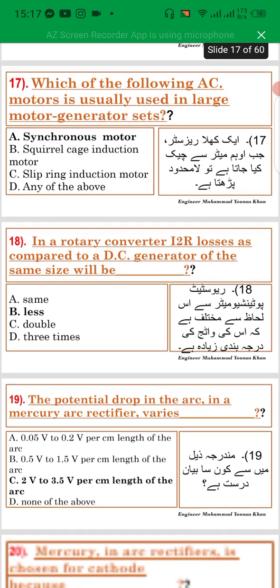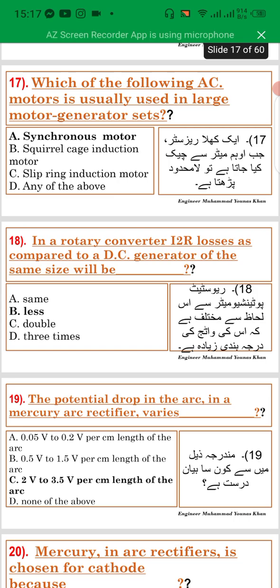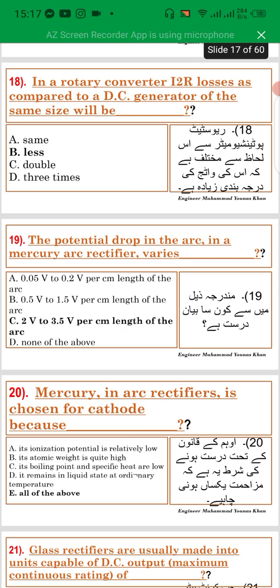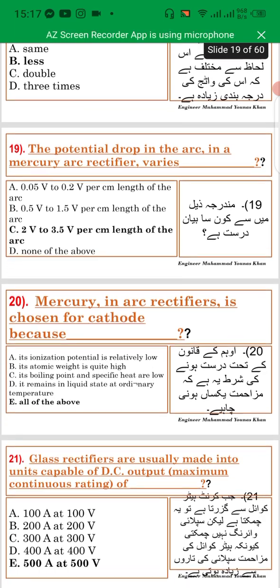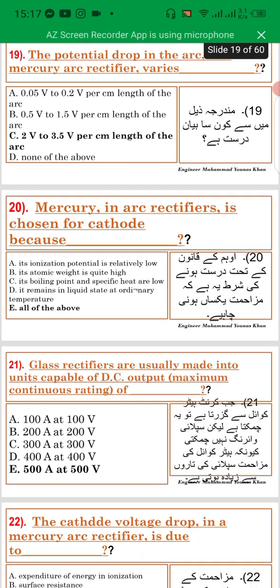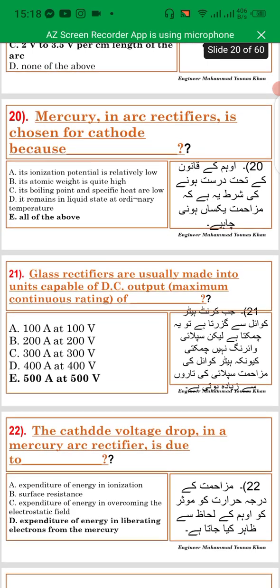Which of the following AC motor is usually used in large motor generator sets? Synchronous motor. In a rotary converter, I squared R losses as compared to a DC generator of the same size will be less. The potential drop in the arc in a mercury arc rectifier varies 2 volt to 3.5 volt per centimeter length of the arc. Mercury in arc rectifier is chosen for cathode because its ionization potential is relatively low, its atomic weight is quite high, its boiling point and specific heat are low, it remains in liquid state at room temperature.